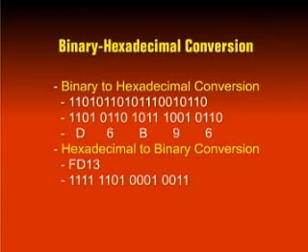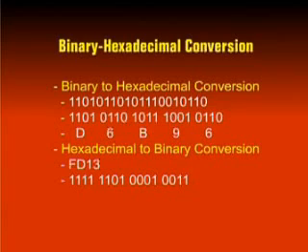Starting from the least significant group, simply write the hex number representing the 4-bit binary number. So 0110 is represented as 6 hexadecimal. The next group 1001 is equivalent to 9 hexadecimal. Similarly, the third group 1011 is equivalent to B hexadecimal, and so on.